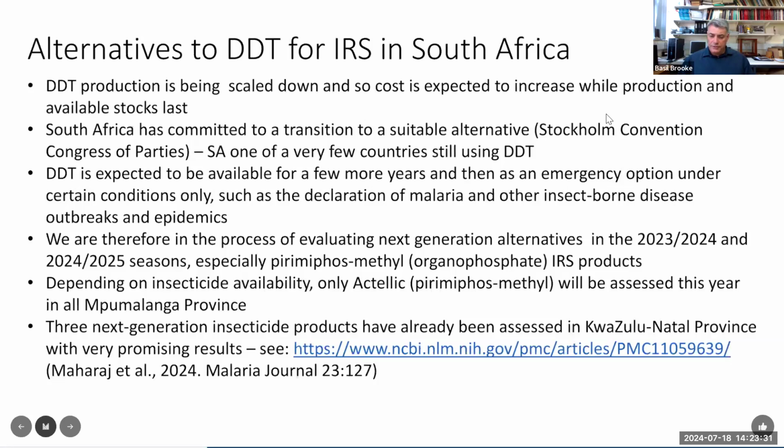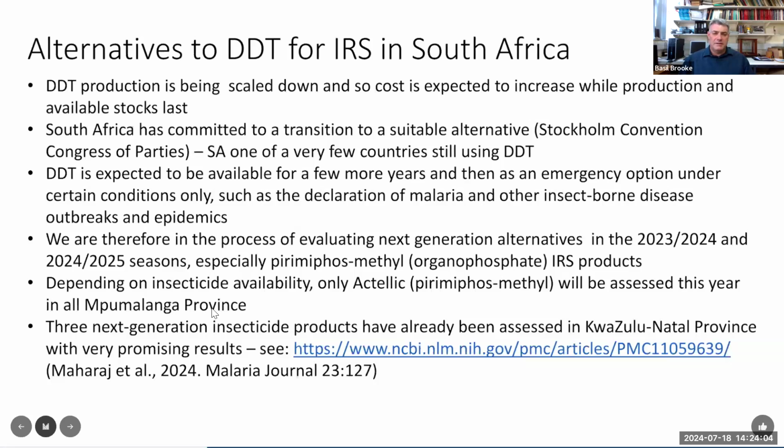The assessments we've done so far show that Actellic is its commercial name, but this pirimiphos-methyl is strongly indicated for use in South Africa. Mosquitoes are susceptible to it. It works well on all surfaces, and it has a suitable length of persistence. In other words, it retains its toxicity for at least 9 months, certainly going up to 12 months. Which is what we need, because we can only really afford to do 1 round of IRS per year for the vector control programs. So we are somewhat banking on this new insecticide to replace DDT in South Africa.